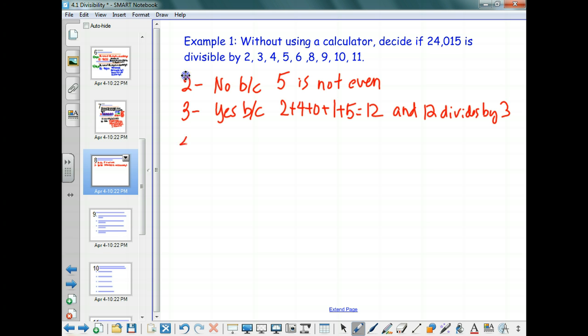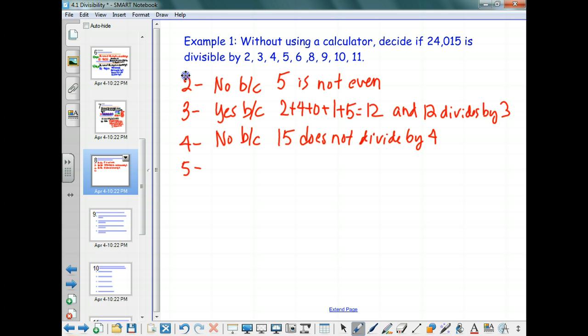How about 4? The next one's 4. Will this divide by 4? No. For a couple of reasons. Somebody give me one of them. Yeah, if it's odd, there's no way it's going to divide by anything even. So it's certainly not going to divide by 4. But if we go back to the actual test, what does the test say? The last 2. So because 15 does not divide by 4, then the whole number won't.